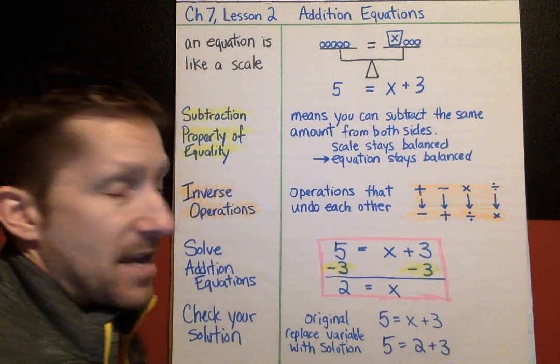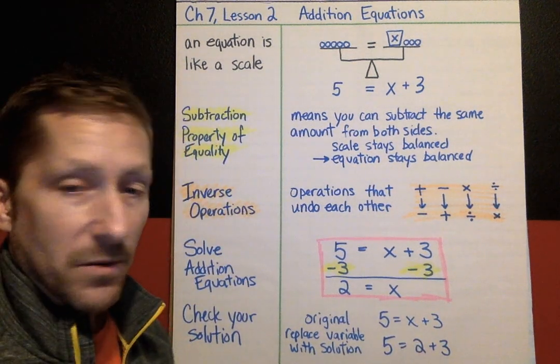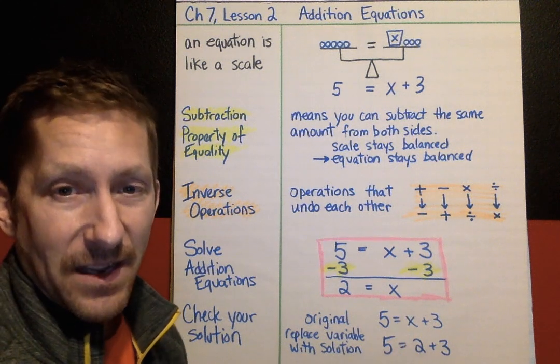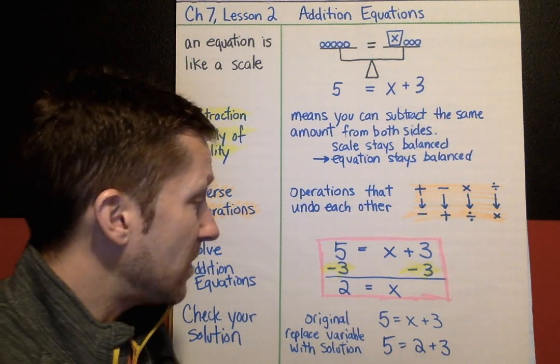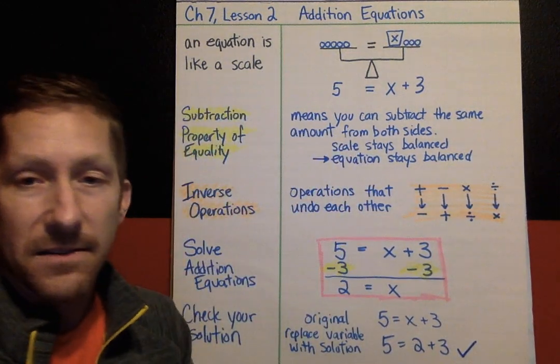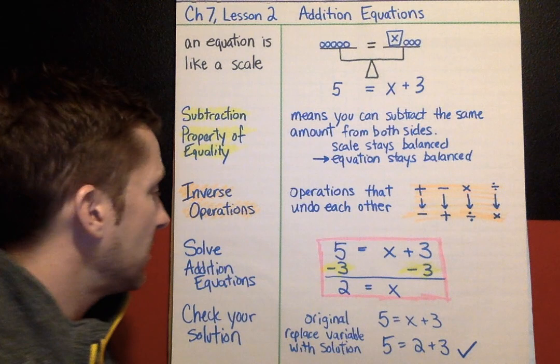And that statement has to be true. And again, this one's a simple equation. You're all looking at that going, yes, that's true. 5 equals 2 plus 3. That is how you check to see if your answer is correct.